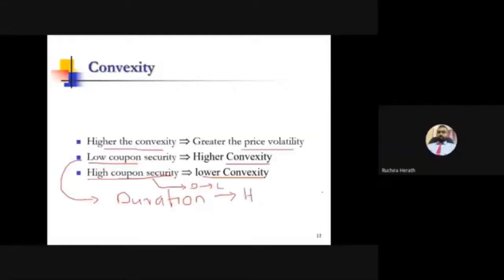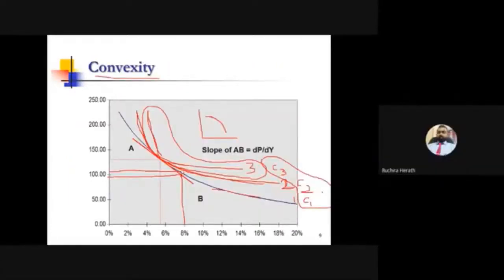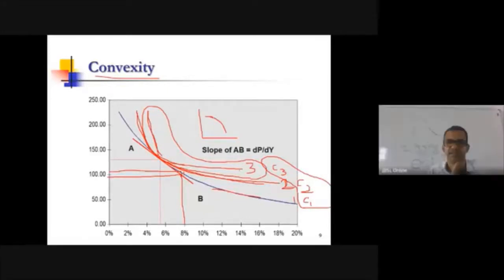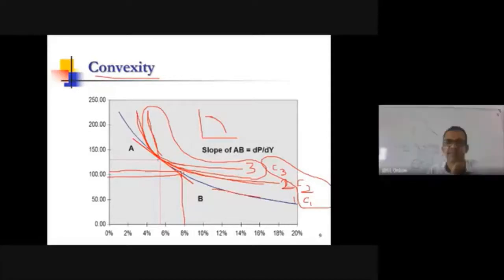Can you see? One moment. This one? Yeah. 1, 2, 3. First curve, second curve, third curve. That comes from the same A and B, no? This point is the same. That goes to the same point. Otherwise, it would be difficult to compare. You can draw it at different levels.